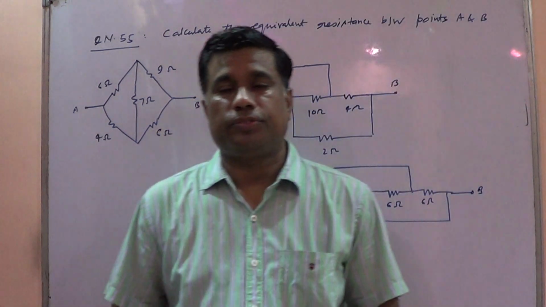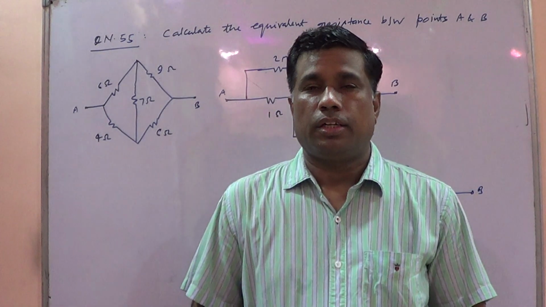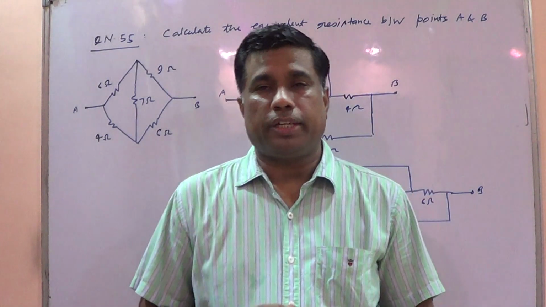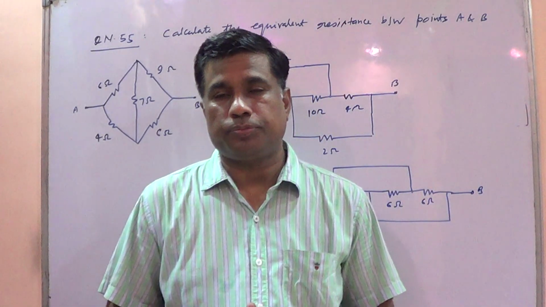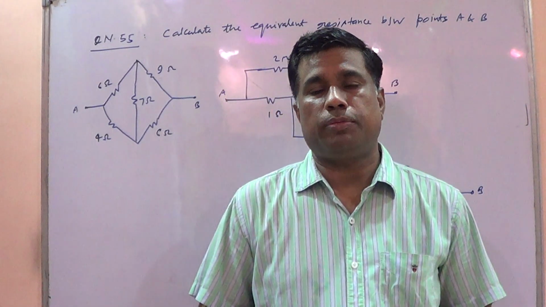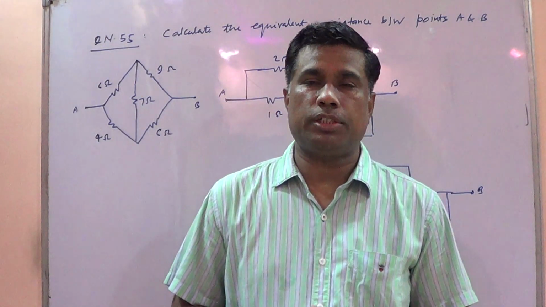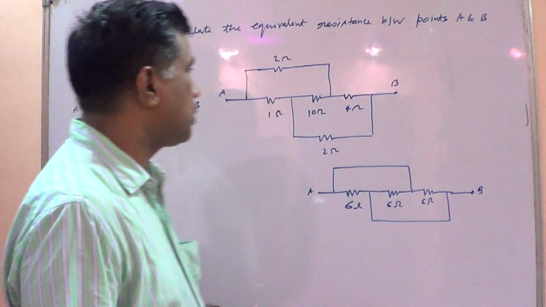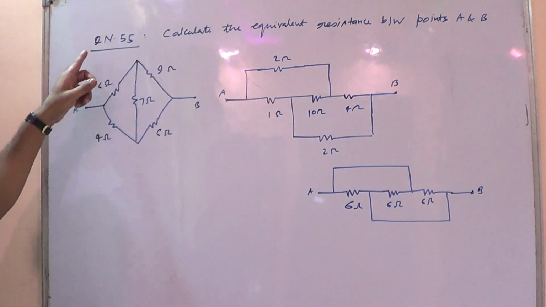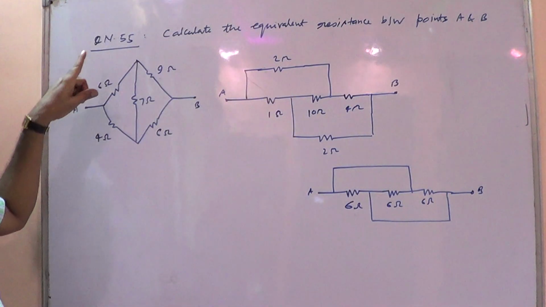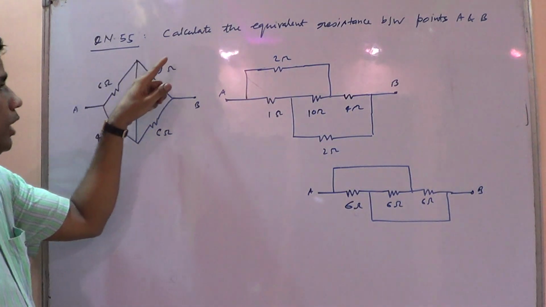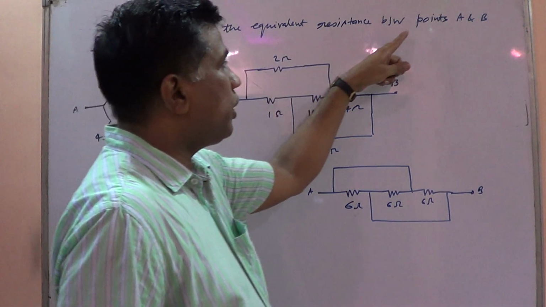Hello students. Today we are going to solve some numericals of current electricity which have been asked in different years in board examinations. See, first question. This is question number 55 from Kumar Mittal, Nutan Physics. Calculate equivalent resistance between point A and B.